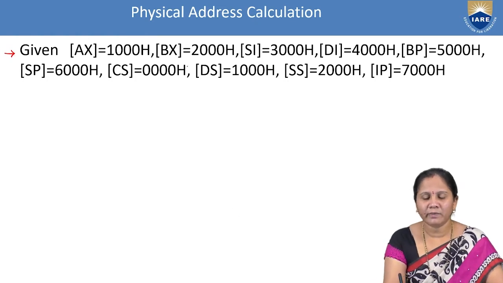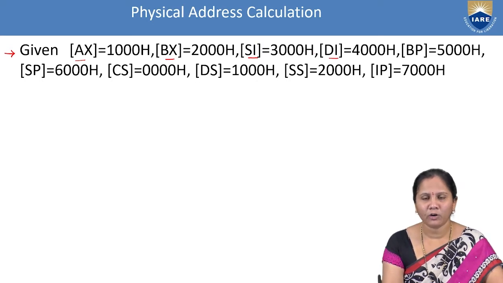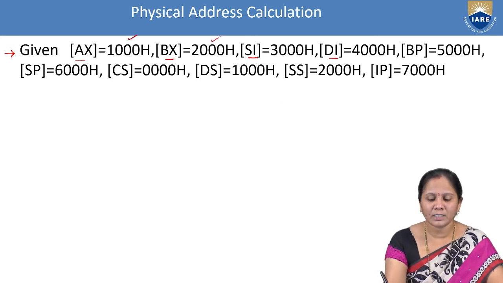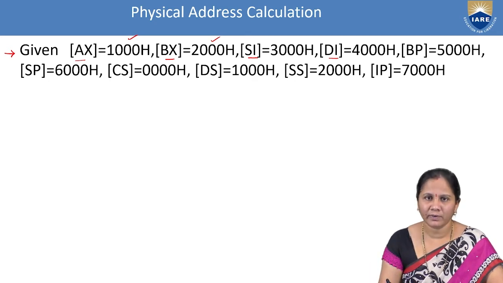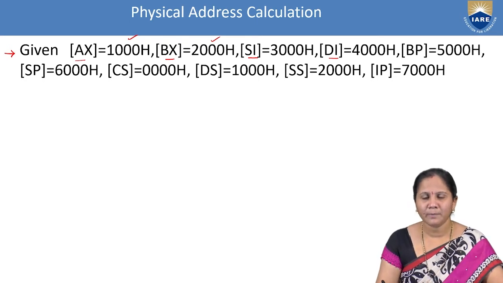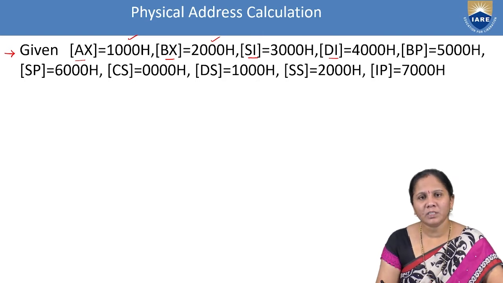So here is one example. This is the given data. Here all the addresses are given. All the registers like AX, BX, SI, DI given here are 16-bit registers, so they will handle only 16-bit addresses. Now it is necessary to find the physical address. Generally, in order to find the physical address, the segment address and offset address are required. The segment address will be given by any of the segment registers.